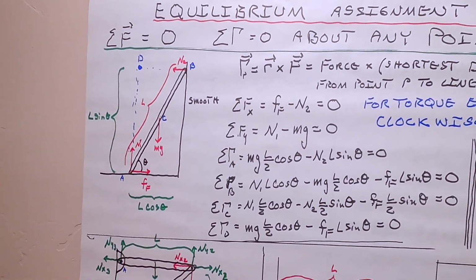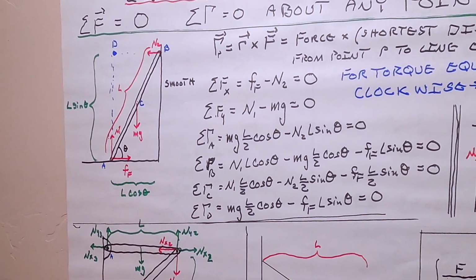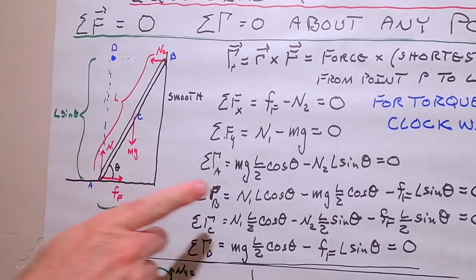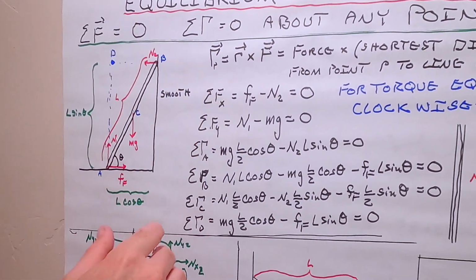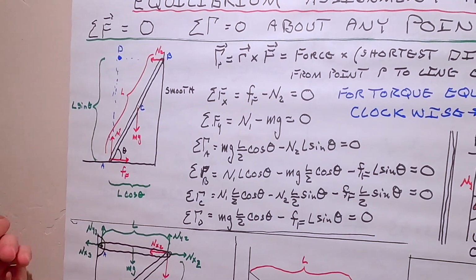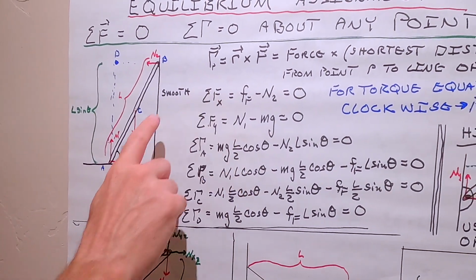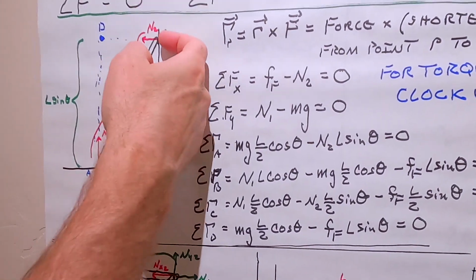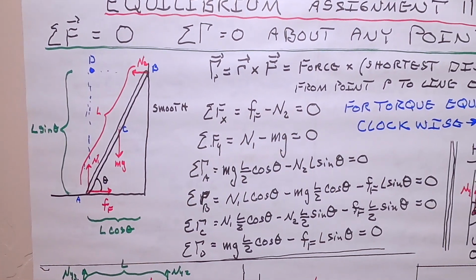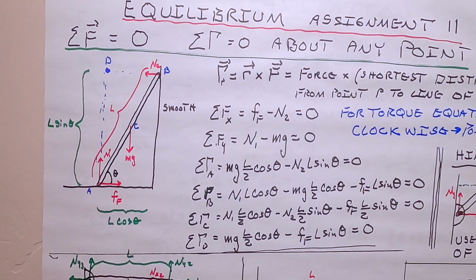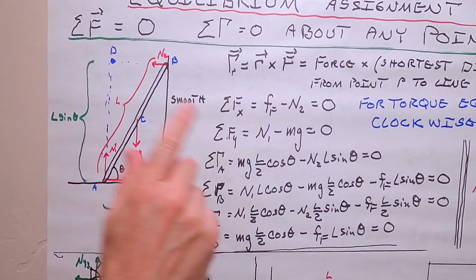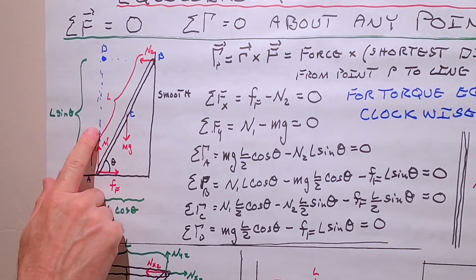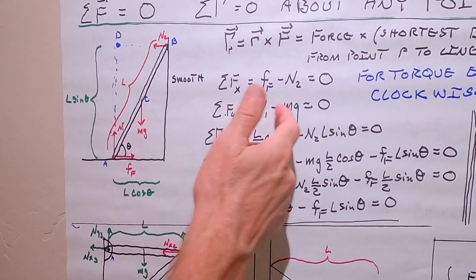So we can first write out the force equations. I'll call everything to the right and up positive. It doesn't matter because there's no MA here. So if we look at the sum of the forces in the X, what do we have? We have just the friction minus N2 equals 0. There's the force equation. For the forces in the Y direction, we just have N1 minus mg equals 0.